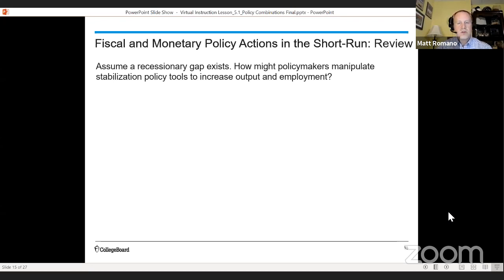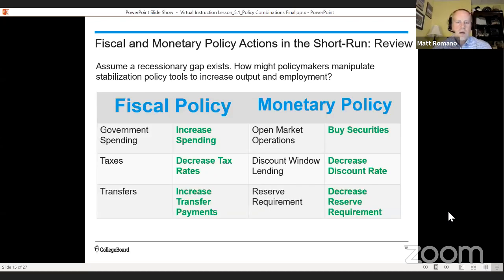And policymakers are looking to increase output. They're looking to bring that unemployment rate down. How do they manipulate stabilization policy tools in order to increase output and increase employment in the economy? Well, on the fiscal policy side, they're going to increase spending. Government's going to spend more money. That's going to initiate a multiplier process, and that's going to shift AD to the right, increasing the amount of economic activity taking place. They will, if they choose to, decrease tax rates.